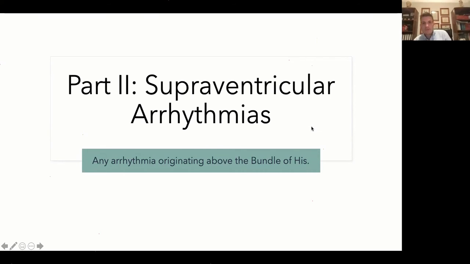Good. So, the heart will be separated into 2 parts, the supraventricular part and the ventricular part. I think this is very self-explanatory. We'll now start with supraventricular arrhythmias because they contain the most common arrhythmias that you'll have to see, and they're actually the simplest one.